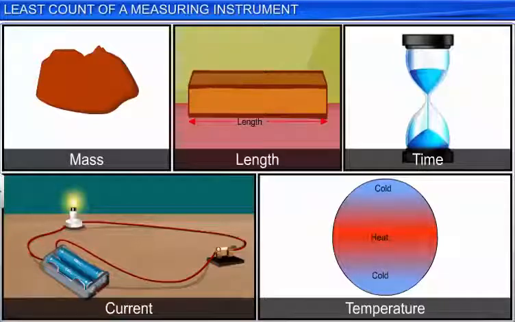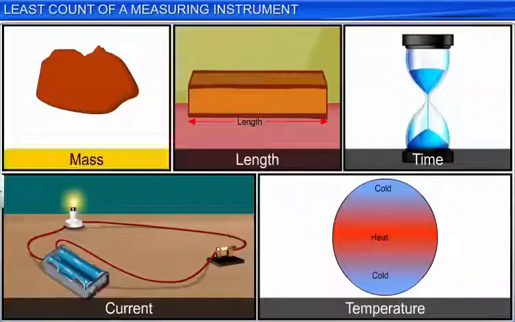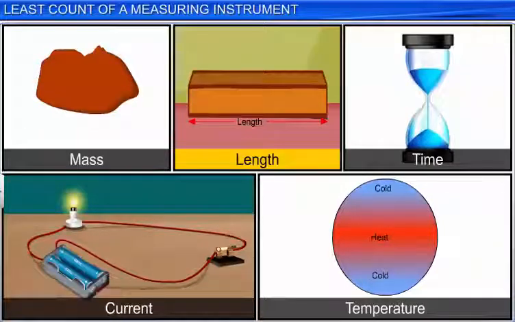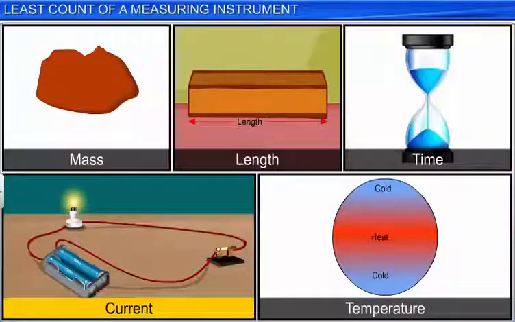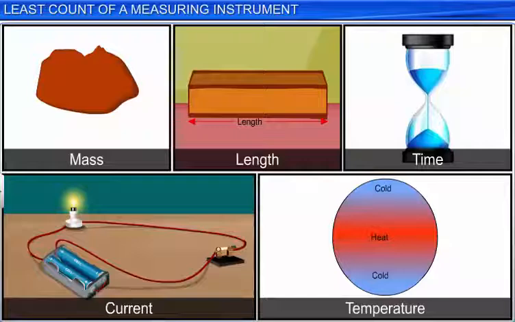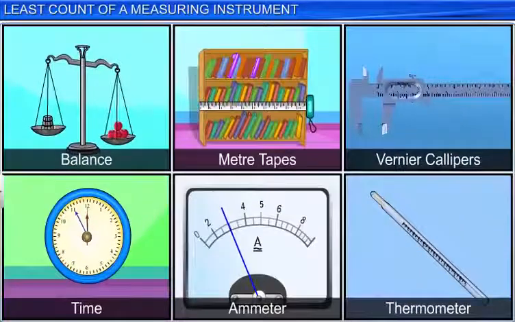In general, all measurable quantities are known as physical quantities, such as mass, length, time, current, and temperature. They are also known as fundamental quantities.